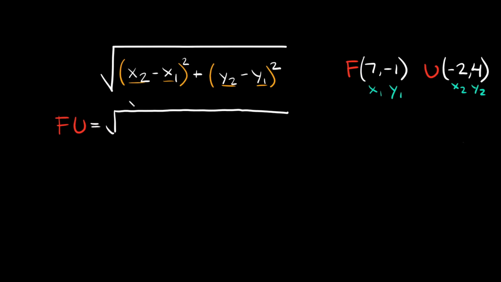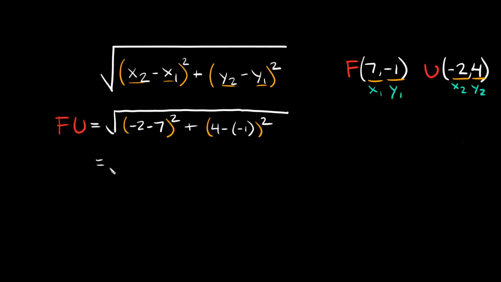So here, again, in our first set of parentheses, we're going to subtract the x's, right? So we have x of 2 minus x of 1, so negative 2 minus 7, all right? So negative 2 minus 7 squared. And then we're gonna add that to this set over here. So y of 2 minus y of 1, so 4 minus negative 1, right? So 4 minus negative 1. And this is squared also, okay?